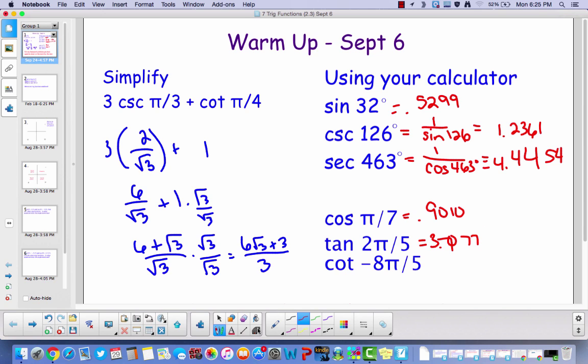Cotangent is 1 over the tangent. So we get 1 over the tangent of negative 8 pi over 5. When we take the tangent of that, we get 0.3249. Okay, so let's look at the next page.